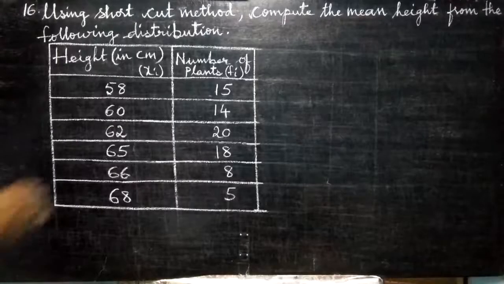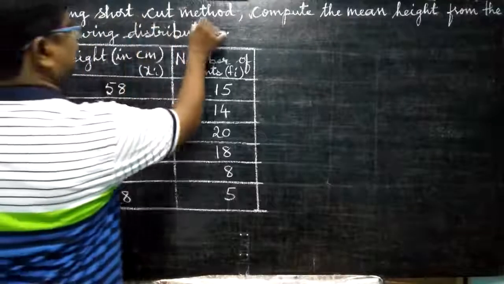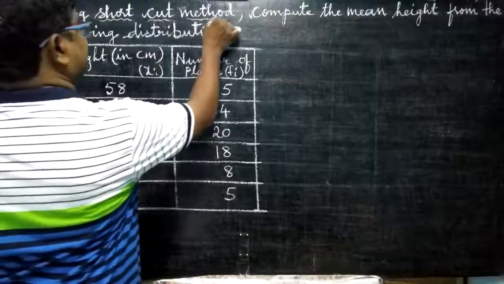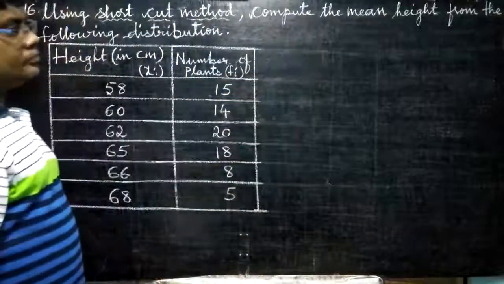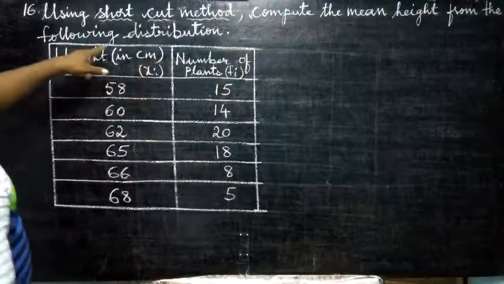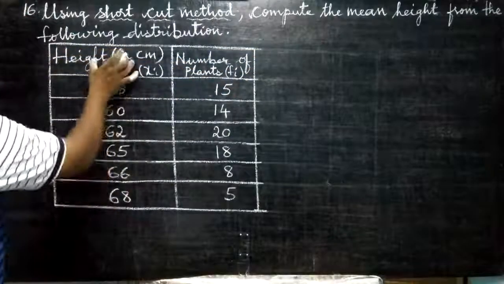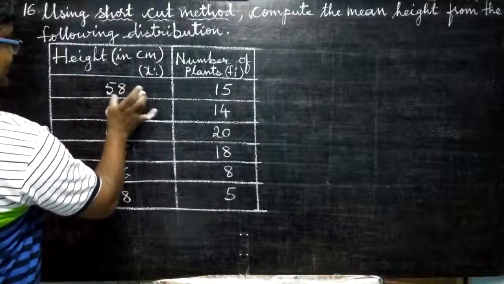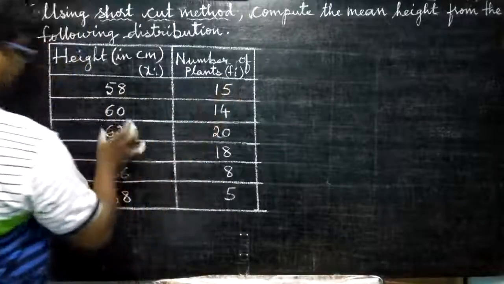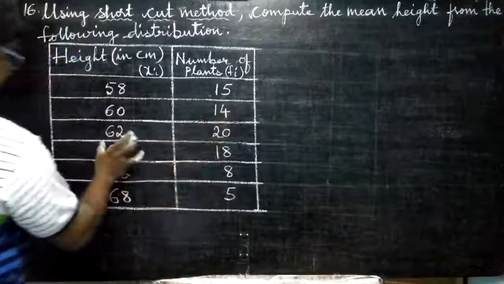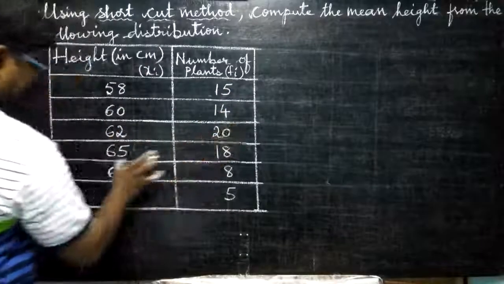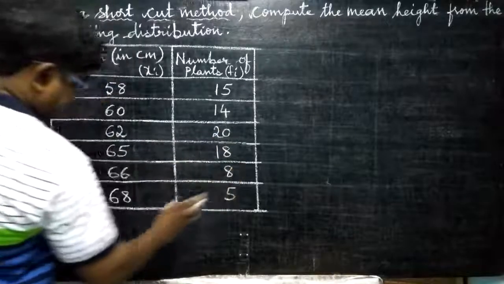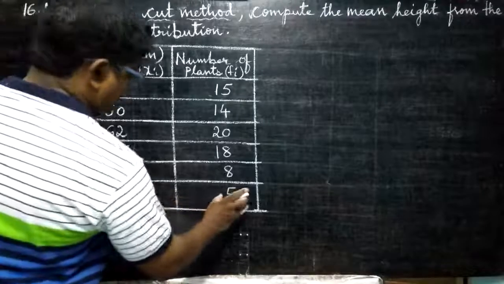16th problem. Using shortcut method. Compute the mean height from the following distribution. They have given height in centimeters and the number of plants. 58 centimeters, plants, how many are there? 15. 60 centimeters, 14. 62 centimeters, 20. 65 centimeters, 18. 66 centimeters, 8. 68 centimeters, 5.